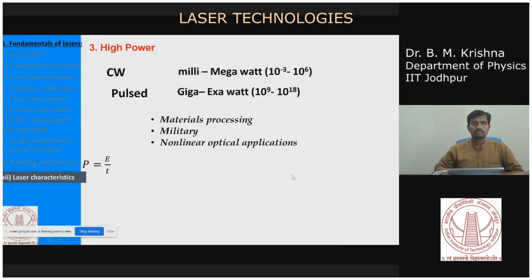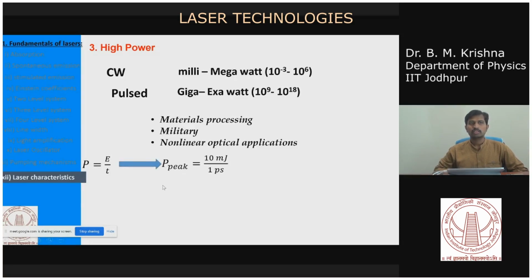Now one can calculate the power using this formula: P equals energy per time. If you take the average energy of the pulses, because your laser system has many pulses, you can take the average energy with respect to your time. Sometimes you also call it the repetition rate. The repetition rate tells you the number of pulses per second. So this gives you your power, energy per time.